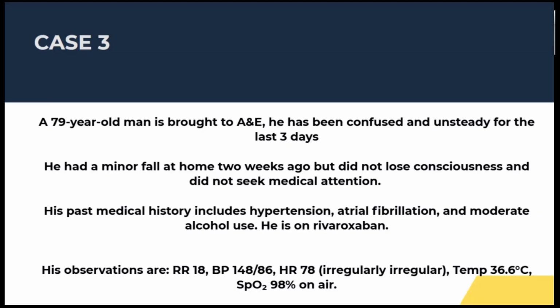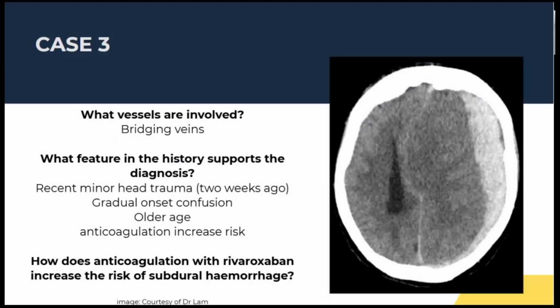They're on anticoagulation is one of the features. Confused and unsteady is also a feature that supports our diagnosis. So with subdurals, bridging veins are the ones that are most commonly involved. And then, as I said, with the history, you've got anticoagulation, you've got confusion, he had a recent head trauma, which was a while ago, and then also his age. So yeah, very well done, guys.